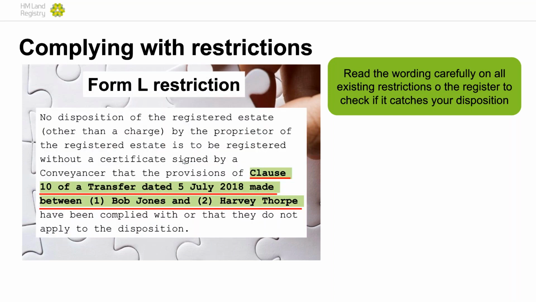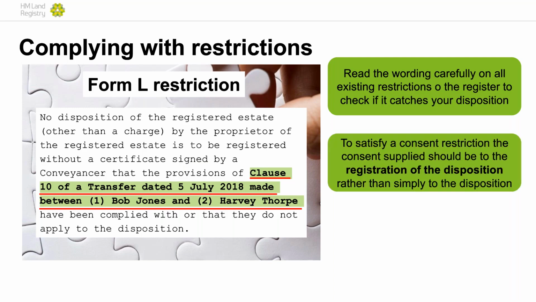The restriction on screen is a Form L restriction. This is a common standard form restriction and is often entered when compliance with the particular terms of a deed is required in order to allow registration of a disposition. Where a restriction requires a certificate that a particular deed has been entered into, we often receive a copy of the deed with no other evidence of compliance. It may appear that sending the deed to HM Land Registry suggests compliance, but in fact we cannot make that judgment and must insist on the certificate matching what is set out in the restriction.